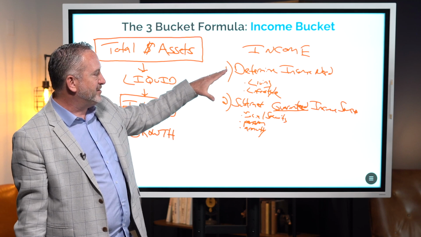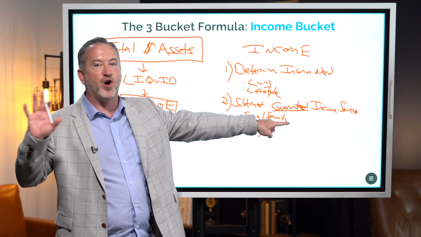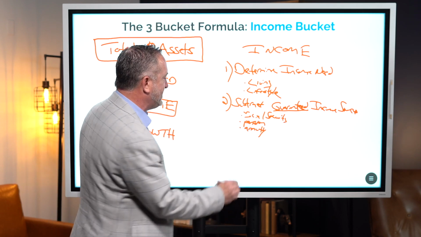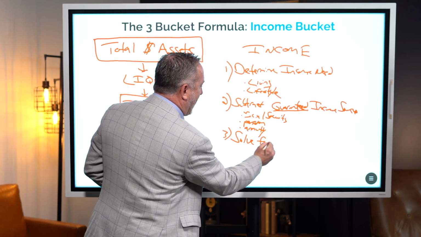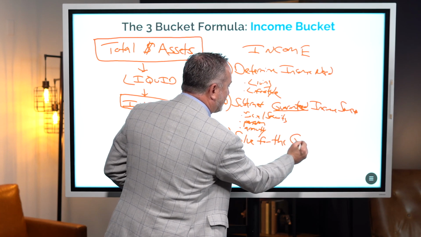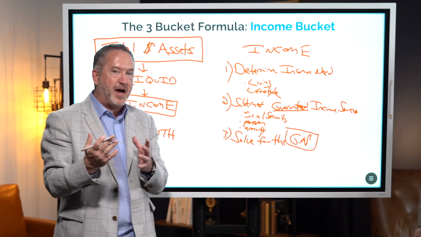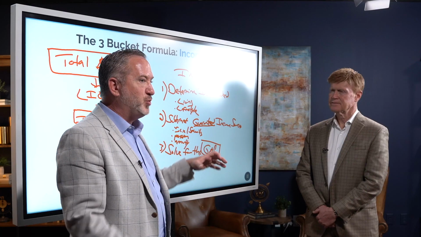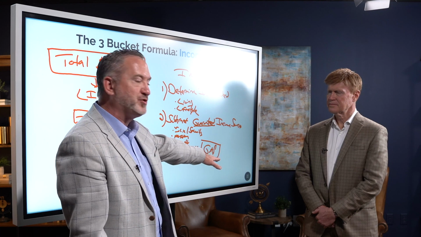Ultimately, you take your income need, you subtract any guaranteed income sources, not withdrawals from 401ks or IRAs, only if it's guaranteed. And then you're going to solve for the gap. So typically, everyone has an income gap. And the income gap is the difference between what you need and what's already guaranteed. So we need to find out what that number is. This number is absolutely critical.